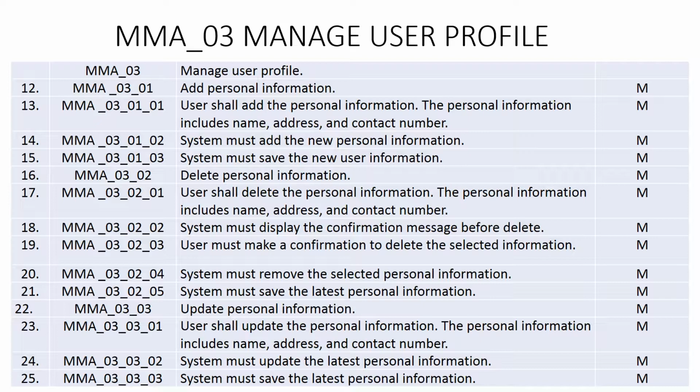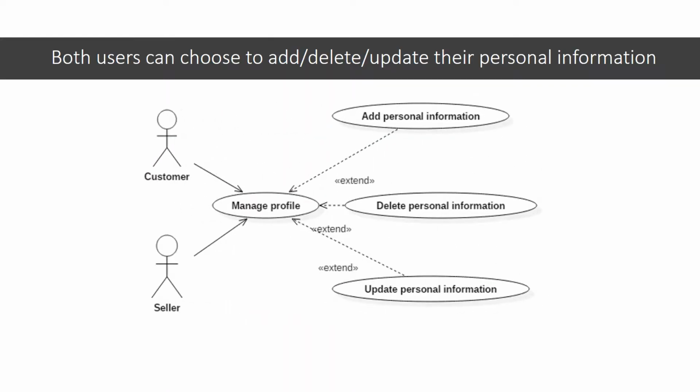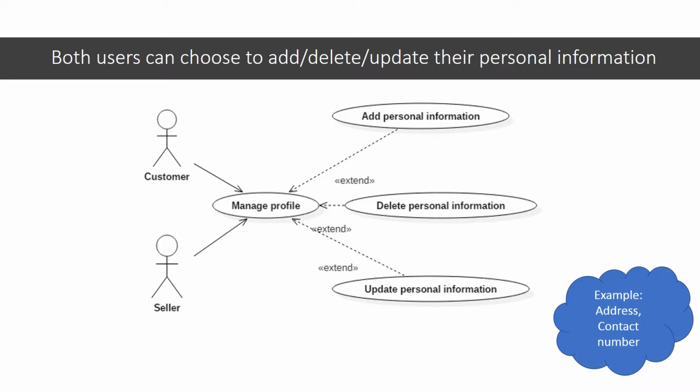The third requirement for MMA is manage user profiles. This is the use case for manage profiles. Both users with customer and sellers can manage their profiles by add the personal information, delete the personal information, or update the personal information. For example, the personal information includes the address and contact number.